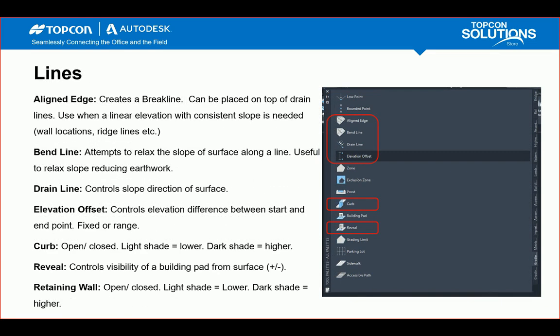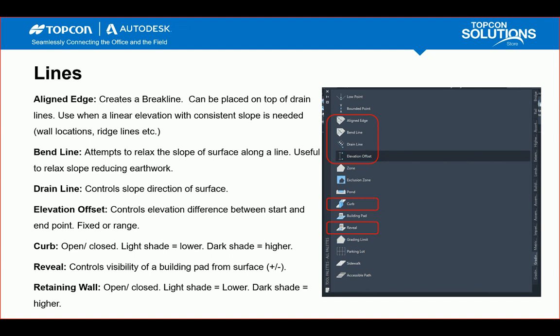Okay, lines. A lined edge basically just creates a break line on the surface. Bend lines, these relax the triangulation of the surface or the slope of the surface, basically just to relax, reduces earthwork. Drain line. So that's what direction is the drainage on my surface. And the drain lines work in the direction they're drawn. So vertex 1 to vertex 2 is how it's going to drain.